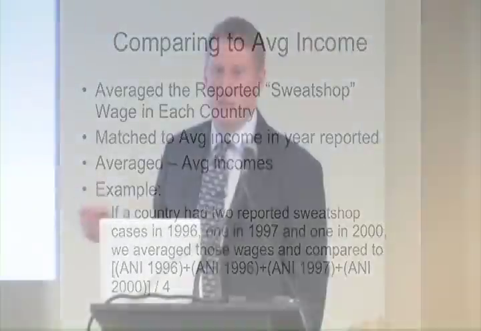So if we've got 3 cases of sweatshops in a country, one in '96, one in '97, another in '97, we'll average those three wages together, but then we have to compare it to the average income in the country at that time, which would be average income '96, average income '97, average income '97, divided by 3. So that way we're comparing apples to apples.